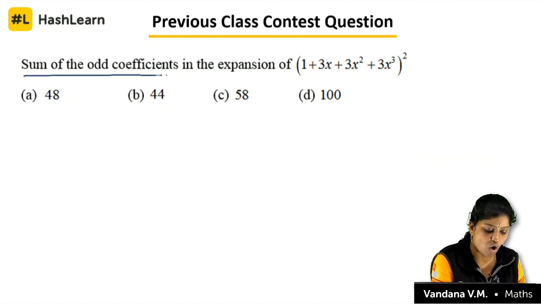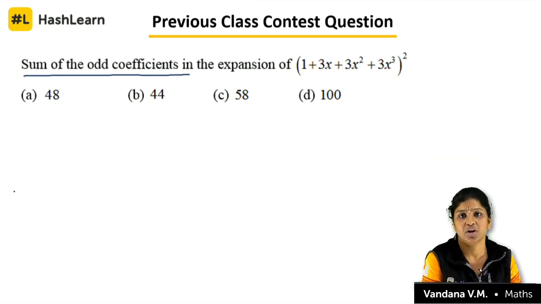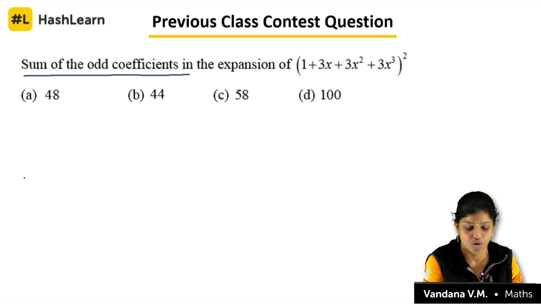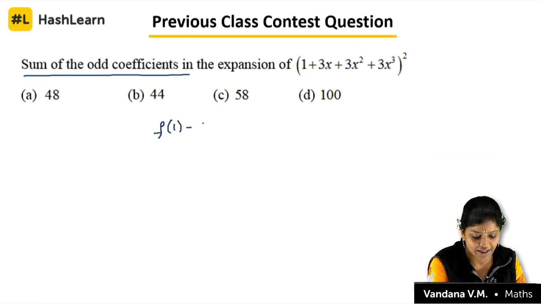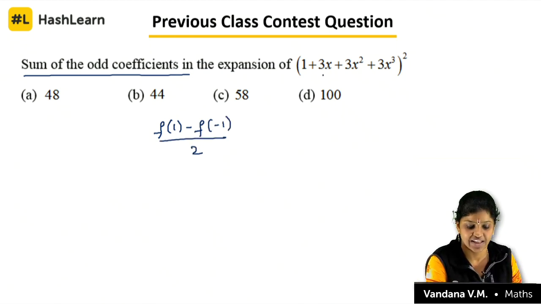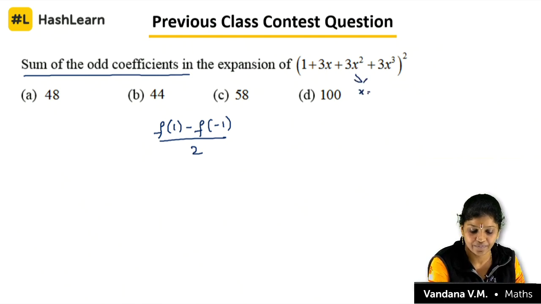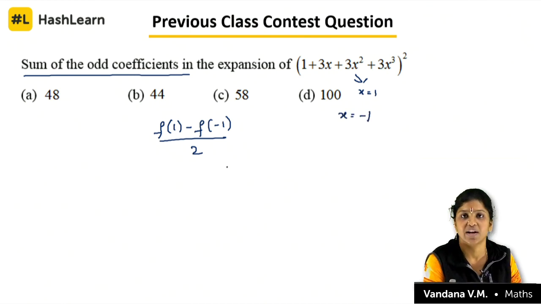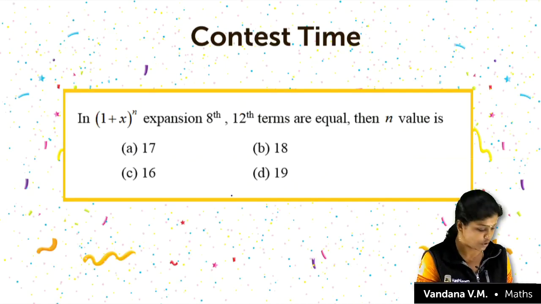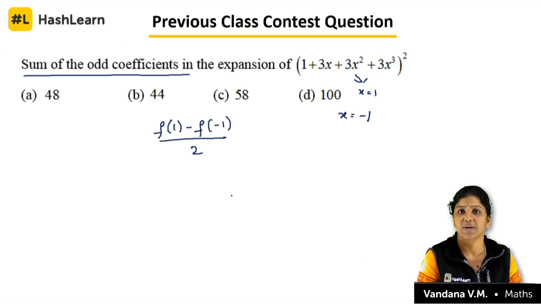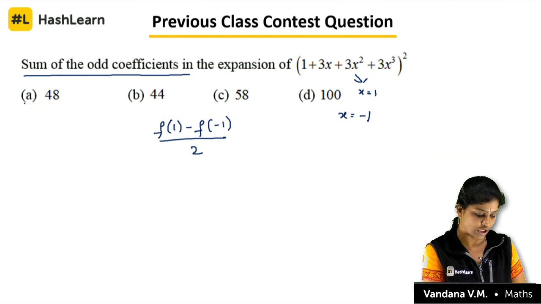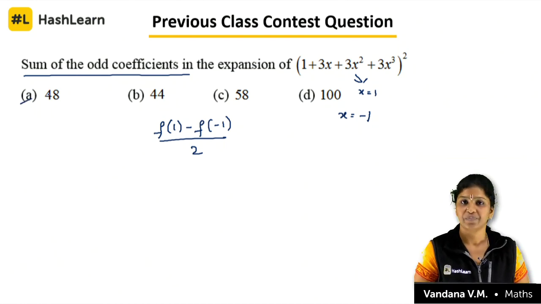Now, what is the previous class contest question? The sum of the odd coefficients. I gave you the shortcut. The sum of the odd coefficients formula is f of 1 minus f of minus 1 by 2. So, that means wherever x is there, if you put x is equal to 1, you will get f of 1. Wherever x is there, you put x is equal to minus 1, you will get the value. So, then if you substitute, in that, you will get the answer as 48, I think so. So, there is no winner. Okay. Children, why? I don't know. I gave the shortcut also, but still you didn't answer for that.